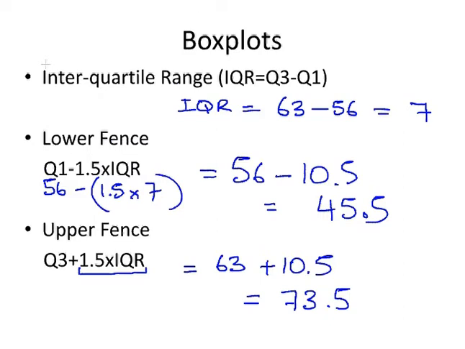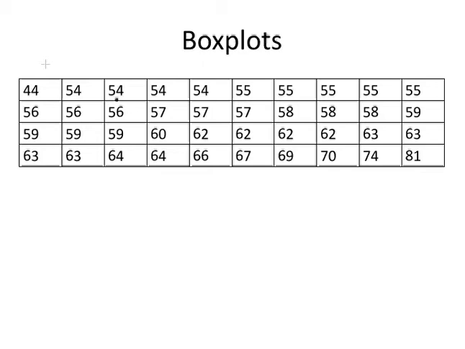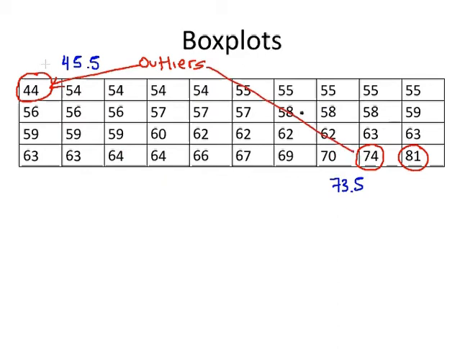Now what we're going to do is look for outliers. So let's look at the data set again. Recall that our lower fence is 45.5. What we've got to do is pick out values that are lower than the lower fence, and in this case it is 44, and that's the only one below the lower fence. And we're going to look for values greater than the upper fence, which is 73.5. So we have two values that are greater than the upper fence, 74 and 81, and these are outliers. That's an outlier, and these two are outliers as well.